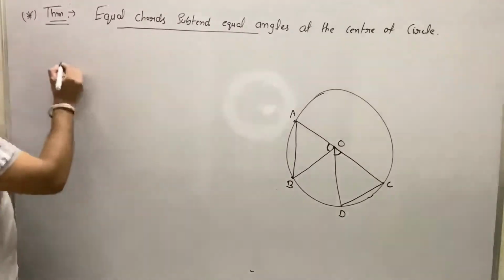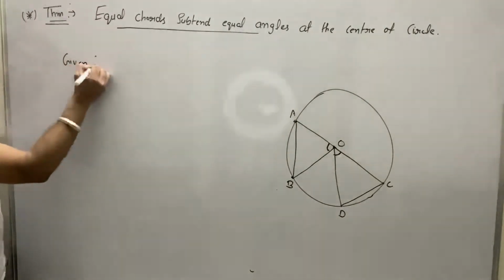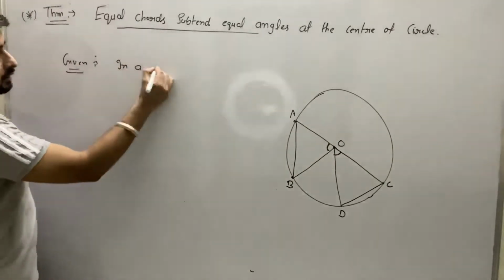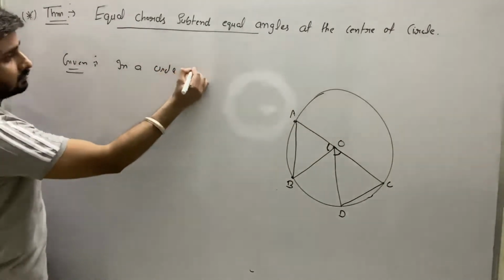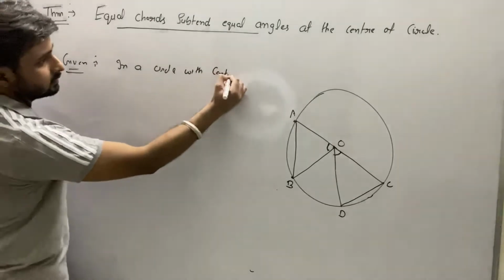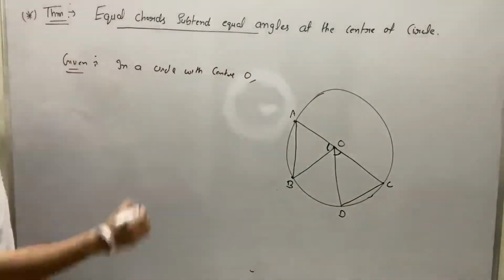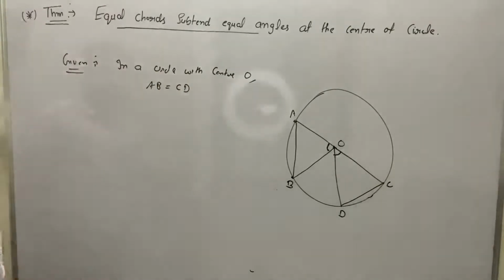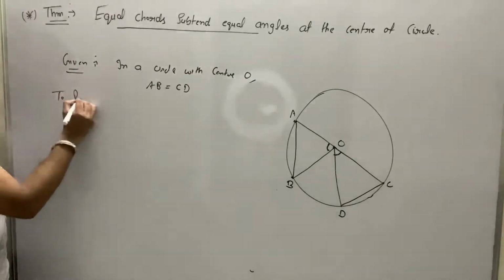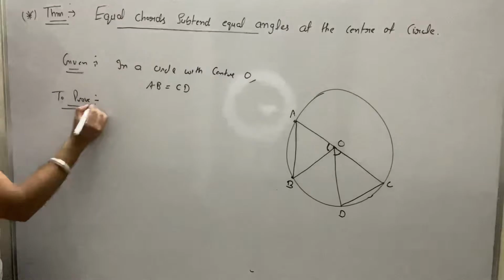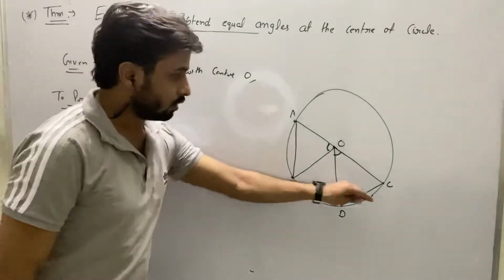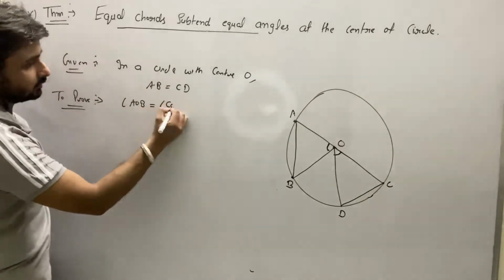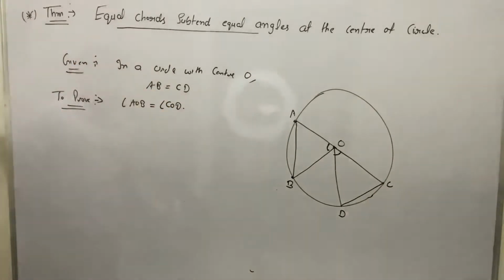So first we write what is given. In a circle with center O, we are given that AB and CD are equal, that is AB equals CD. So these chords are equal. Now what do we want to prove? We want to prove that the angles subtended by these equal chords are equal, that is angle AOB is equal to angle COD. This is what we want to prove. Now let's try to prove it.